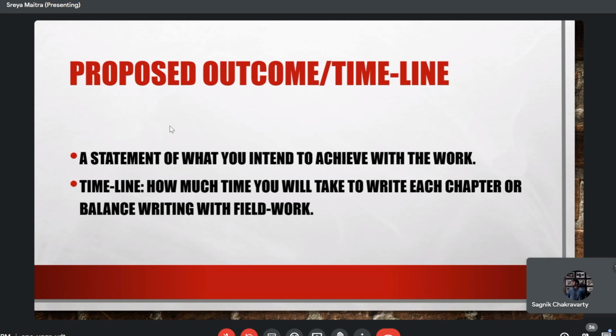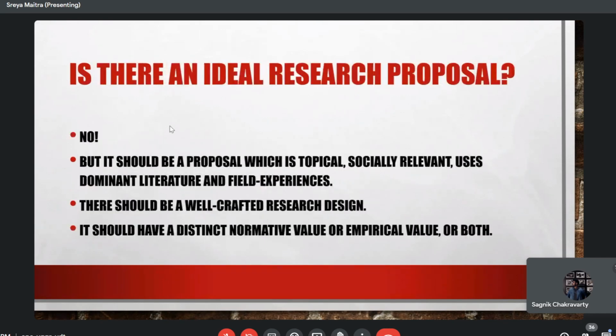And then I go to my field, do my ethnographic research or my case study, or I start interviewing people or gathering quantitative data, statistical data, and then I start introducing that in my writing. All right, so you go step by step, you don't mix your chapters. So the final question: is there an ideal research proposal? No, there isn't. But your proposal should be something which is topical.